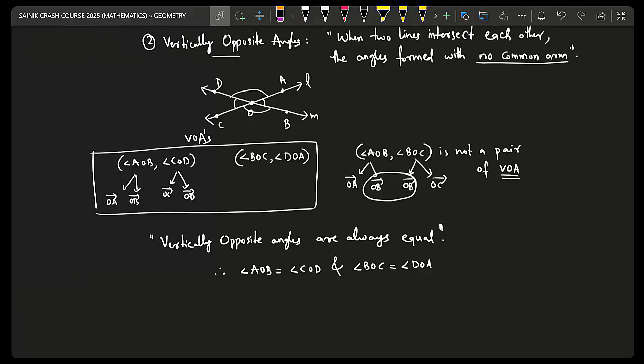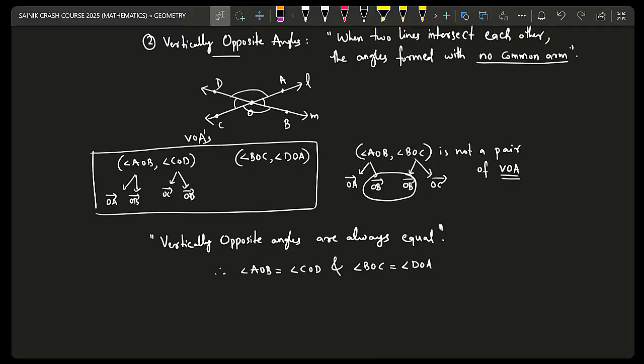Sir, why should vertically opposite angles have no common arm? It is the condition. Vertically opposite angles means when two lines intersect each other, the opposite angles formed are called vertically opposite angles. By observing the figure, we can identify that they do not have any common arm. Yes or no? You check AOB, COD. Are there any common arms? Sir, no, sir. Okay, that is a condition.